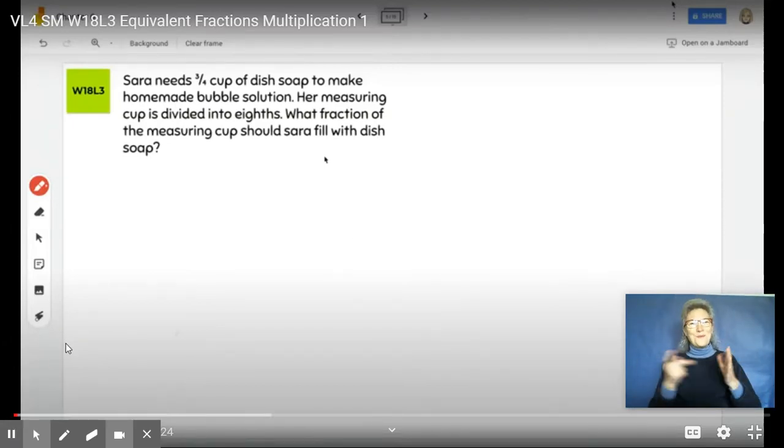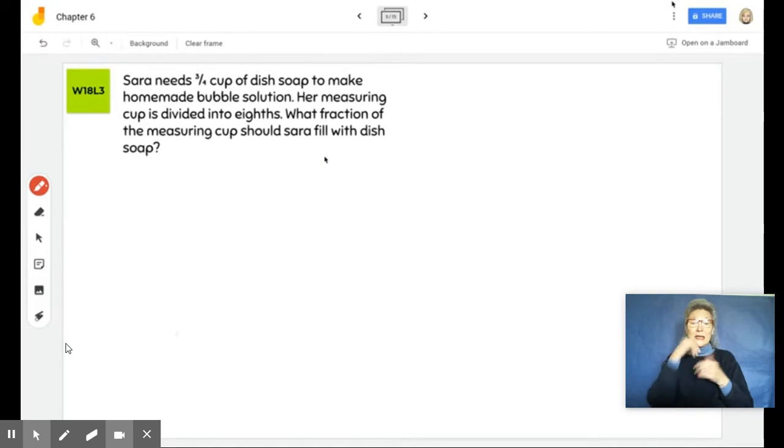Welcome back, fourth graders. Yesterday we looked at equivalent fractions. We used those area models and we also had the manipulatives. We used those fraction tile strips to find them. Today we're going to use another strategy. We're actually going to use multiplication.